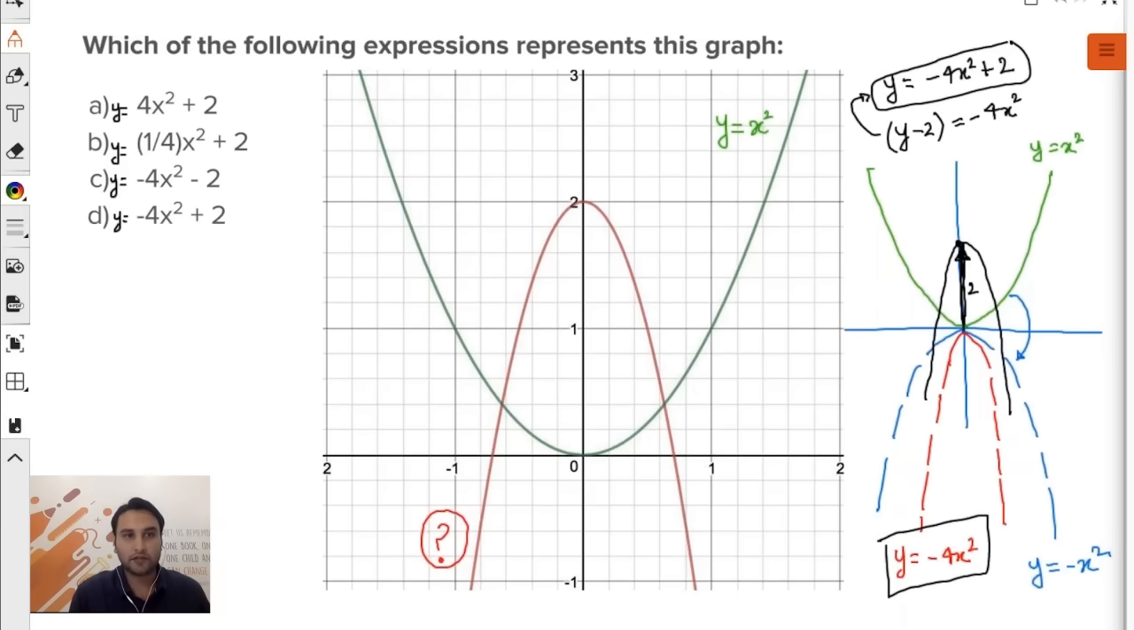So my required graph equation will be y is equal to minus 4x square plus 2. Because of the minus, the graph got inverted. Because of 4, it became thinner. And because of plus 2, the graph has come up. Answer is D. Got it?